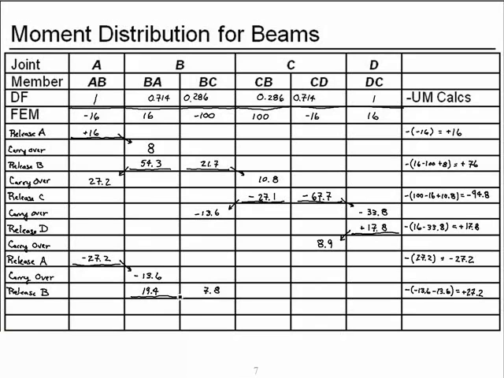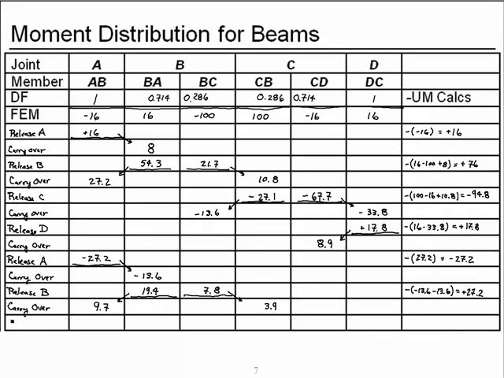That brings node B into equilibrium, but we have carryover to the other ends of the members. And so 9.7 carries over to the A end of member AB, and 3.9 carries over to the C end of member BC.